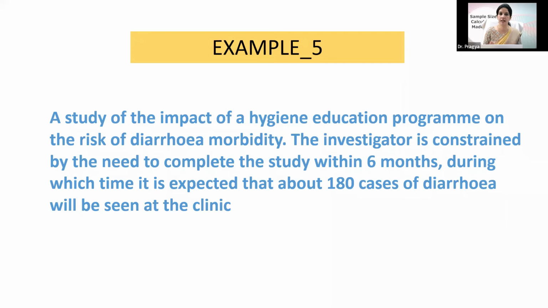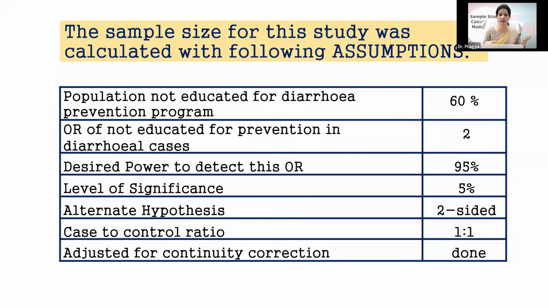And during that period, if it is record based, you have got a limited number of cases. You cannot expand the number of cases, because it is record based. In this case, the investigator is expecting that in a 6 month period he will not get more than 180 cases of diarrhea. But the required sample size, with the assumption of 60% exposure, an odds ratio of 2, 95% power, 5% level of significance, and a 1:1 case control ratio.